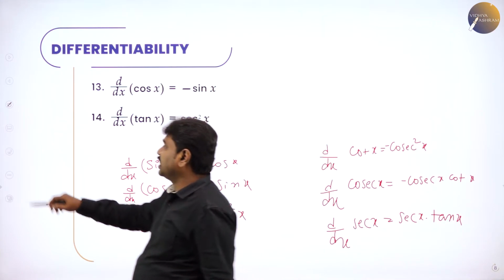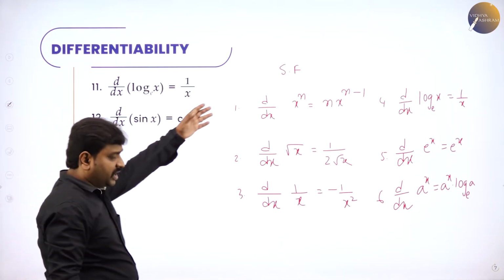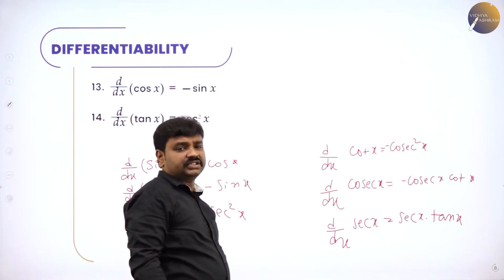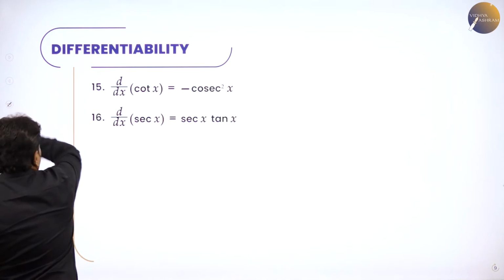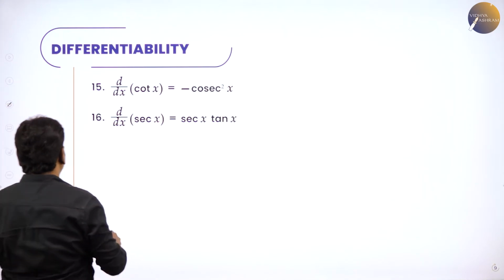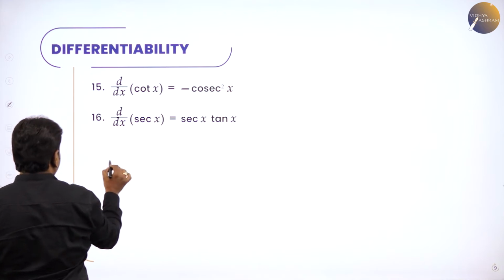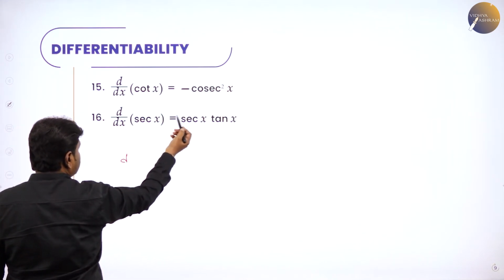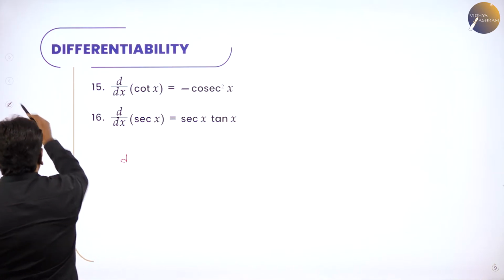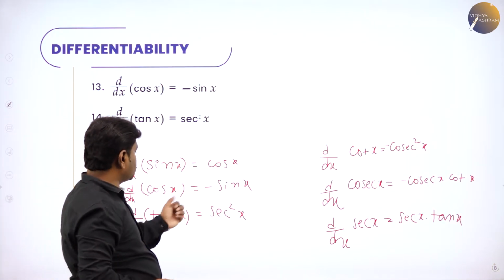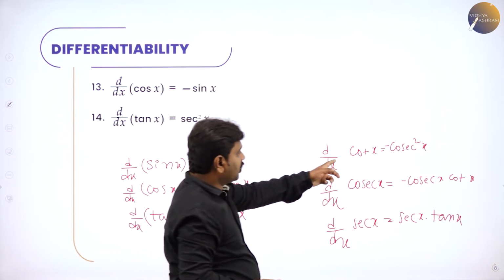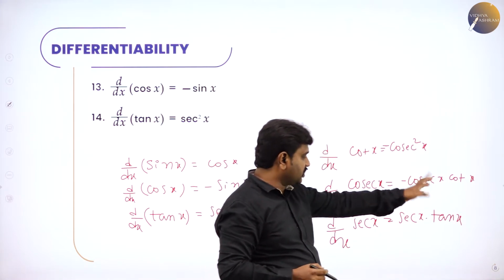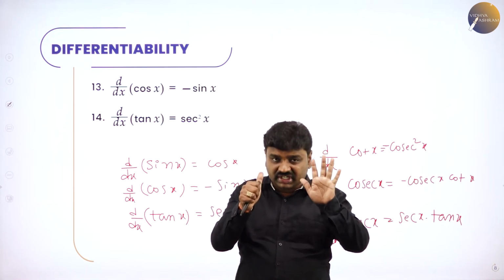So in my last slide, I wrote 6 standard functions. Now I wrote 6 trigonometric functions. Now we'll go ahead with inverse trigonometric functions. Secant and cosecant, all of you know this. The derivative of cot is minus cosecant square, the derivative of secant is secant into tan. Sine is cos, cos is minus sine, tan is secant square, cot is minus cosecant square, cosecant is minus cosecant into cot, secant is secant into tan. So 6 trigonometric functions are there.